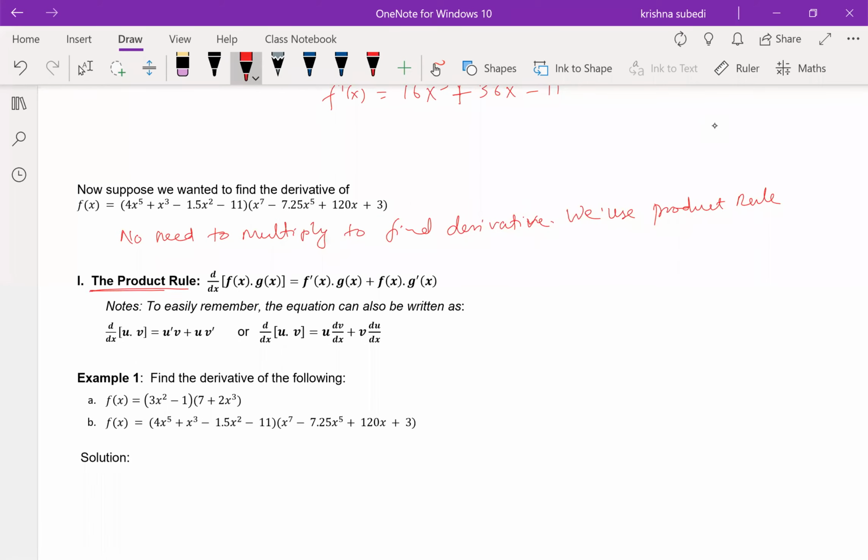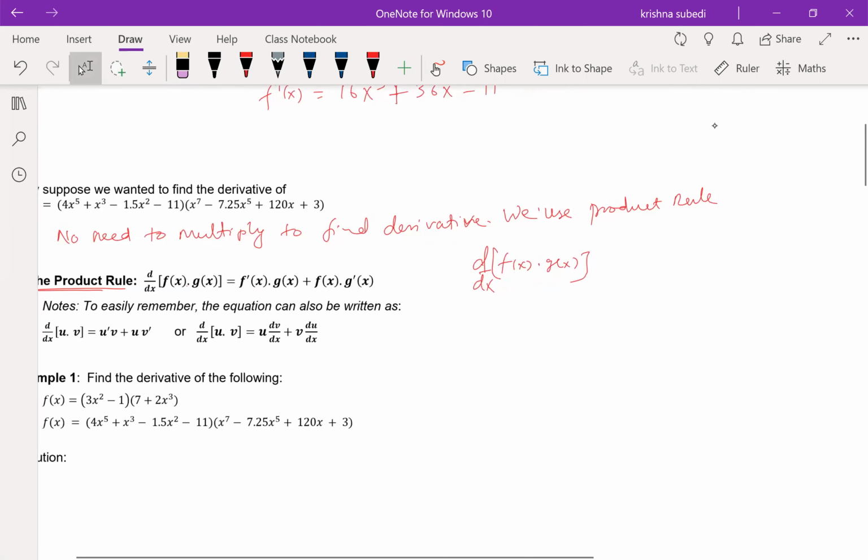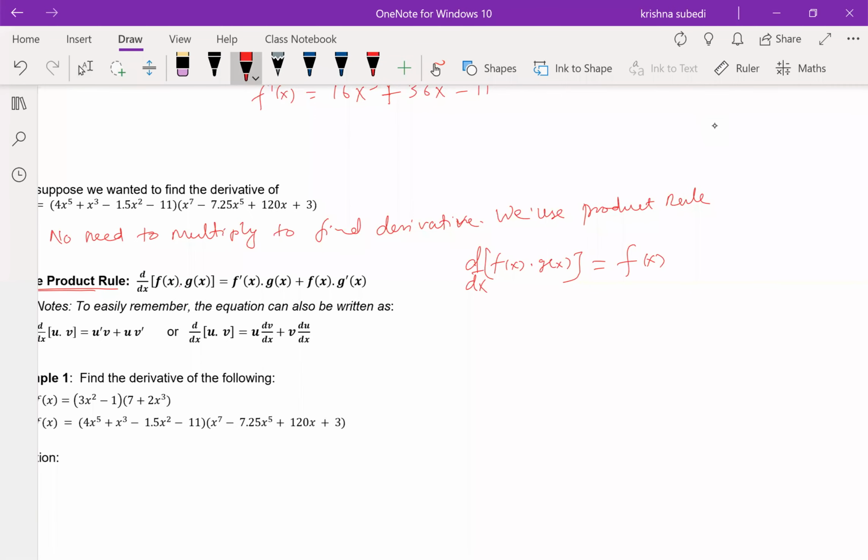So the product rule is this: d over dx of f of x times g of x equals f prime of x times g of x plus f of x times g prime of x. Meaning when two functions are multiplied, you just do the derivative one at a time. So if you want to find the derivative of f of x times g of x, you copy the same thing twice, f of x g of x plus f of x g of x, and do the derivative one at a time.